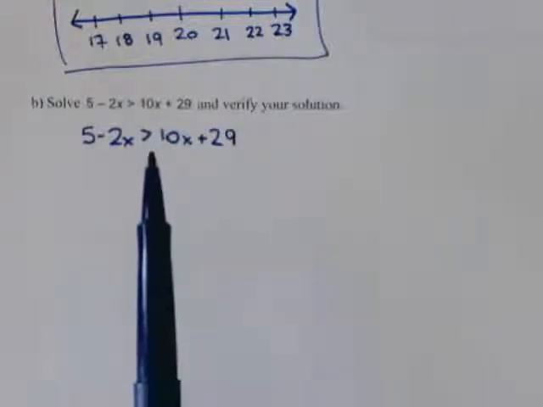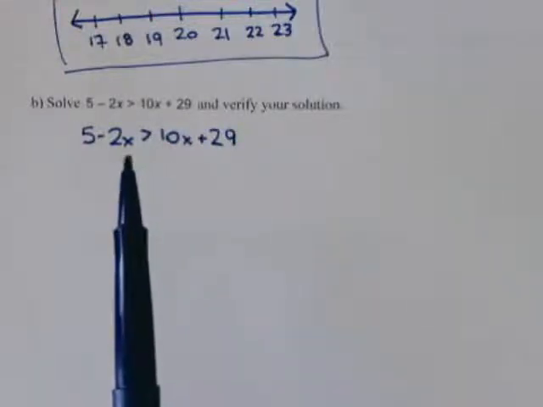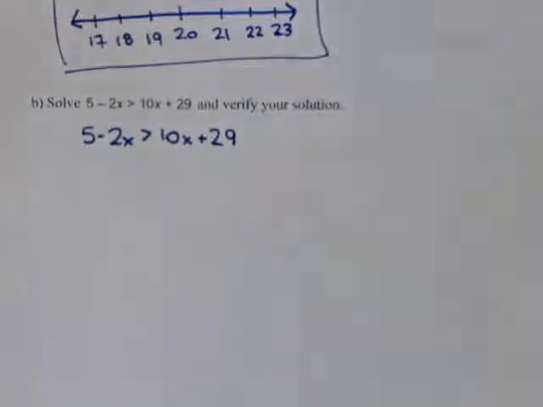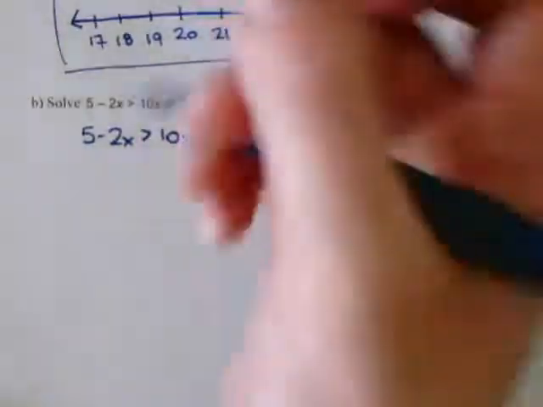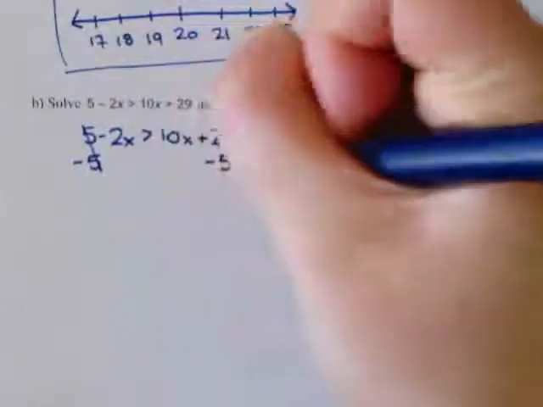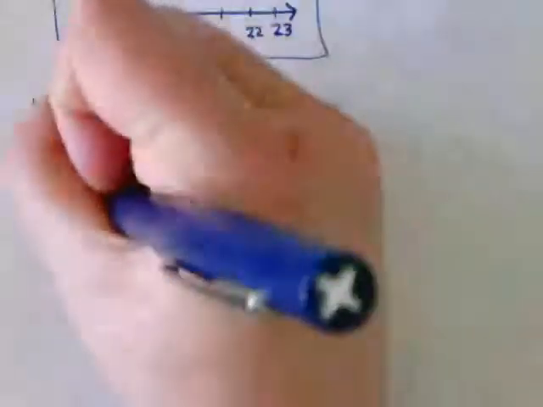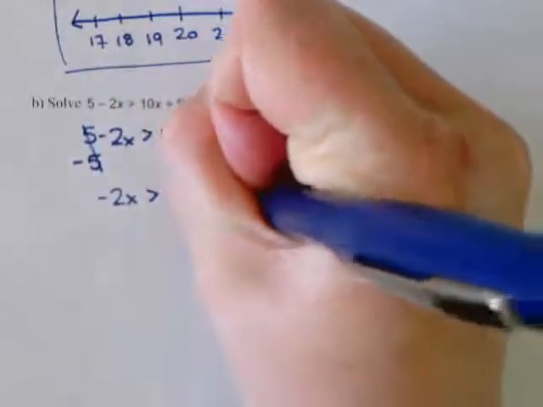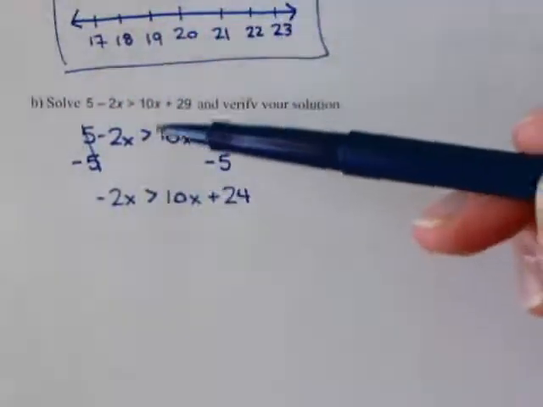So you must put your like terms together on the same side. It does not matter which side they go on as long as you have the x's on one side and the constant terms on the other. So for me personally, I'm simply going to do minus 5 on this side to get rid of it, and I'm going to put it with my constant term here. So I have negative 2x is greater than 10x plus 24. And again, I did not change my inequality symbol.